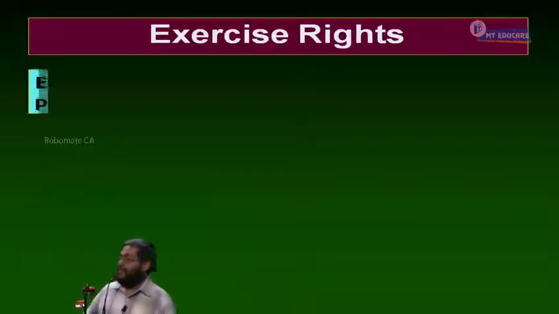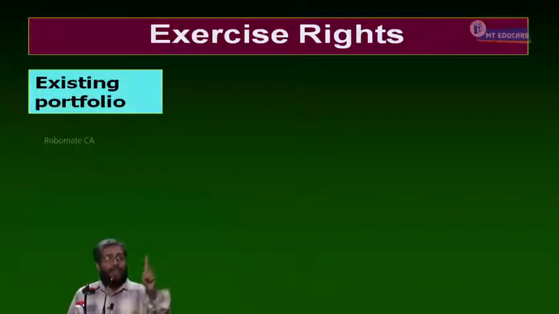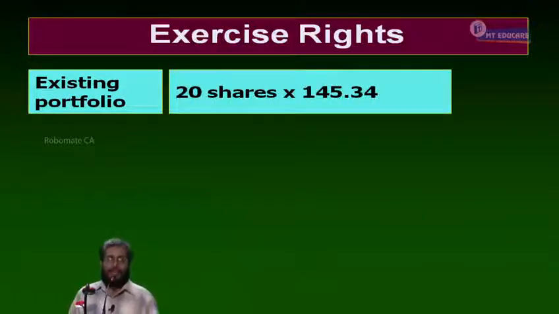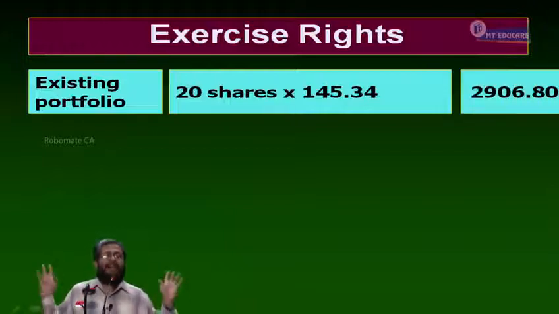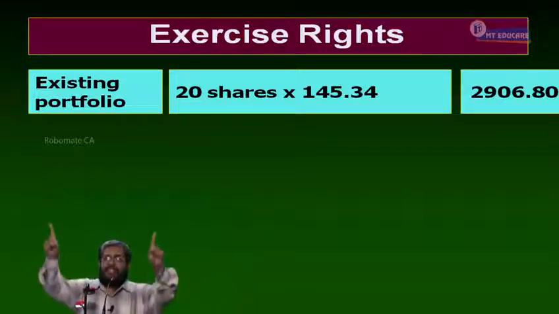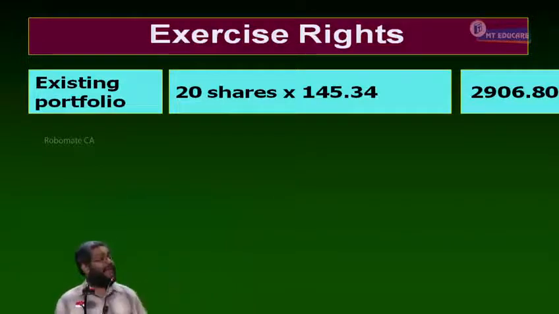Now, see. Existing portfolio. He continues to hold 20 shares at how many rupees? 145.34. He is going to get 2,906.8. Nothing he did, but 2,906.8 means his wealth stands eroded. Yes or no? He reacted to the right or not? Yes. He purchased a new share, or sold the right and purchased a new share. Anyhow, the answer is going to be the same.